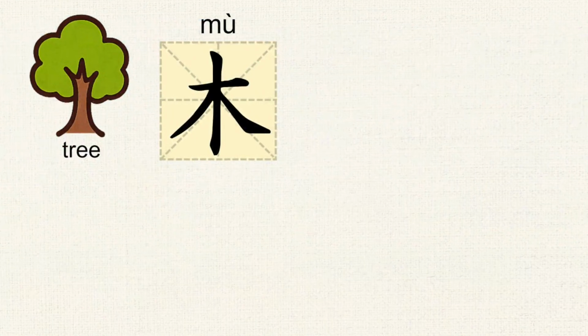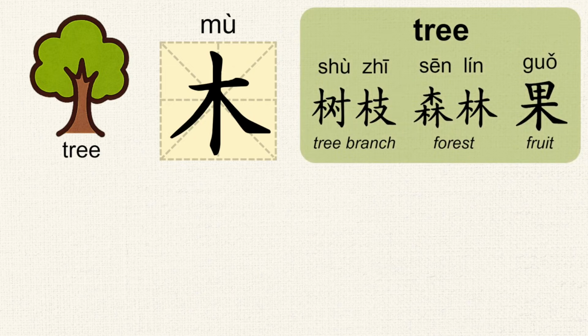Our next radical, 木, is very common and means tree or wood. When used as a radical, it is often on the left side and referred to as 木字旁. Both characters in the Chinese word for tree branch, 树枝, have 木字旁.